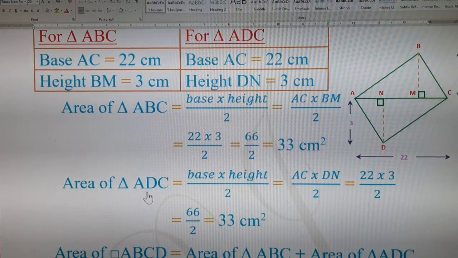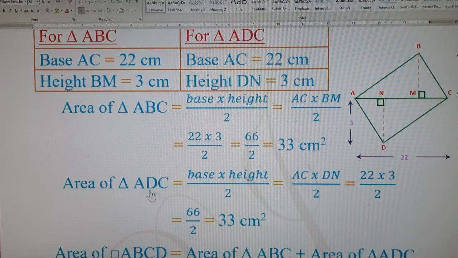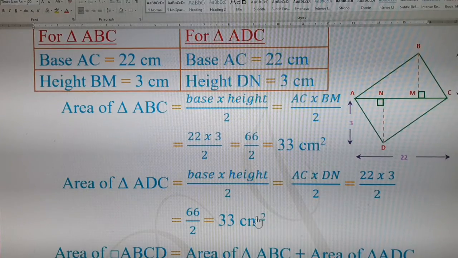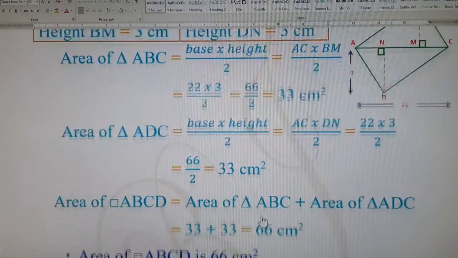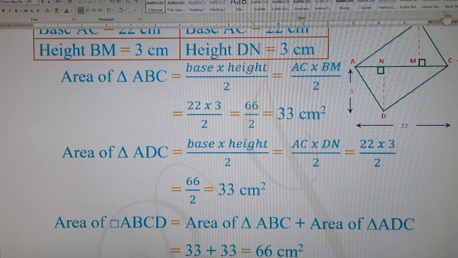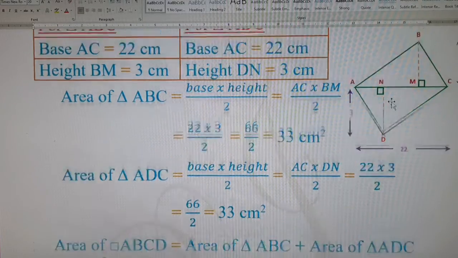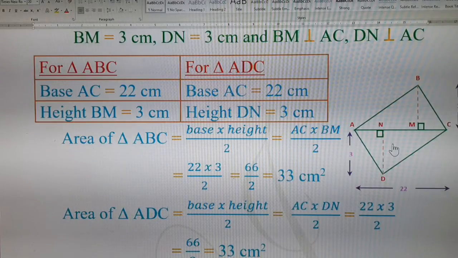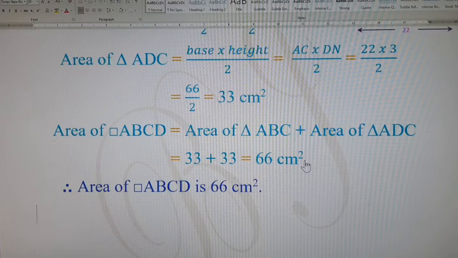After finding the area of these two triangles, triangle ABC's area is 33 centimeter square and triangle ADC's area is 33 centimeter square. Both the triangles are having the same equal area. We just have to add them, and then we'll get the total area of this quadrilateral. The total area of this quadrilateral will be the top triangle's area plus the bottom triangle's area, that is 33 plus 33. Our answer will be 66 centimeter square.